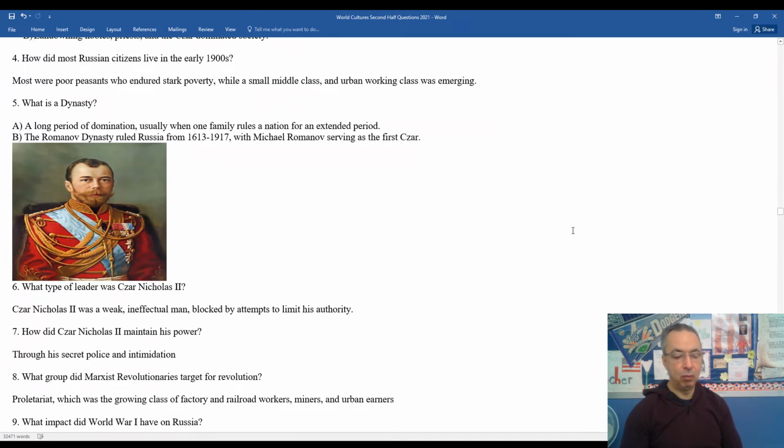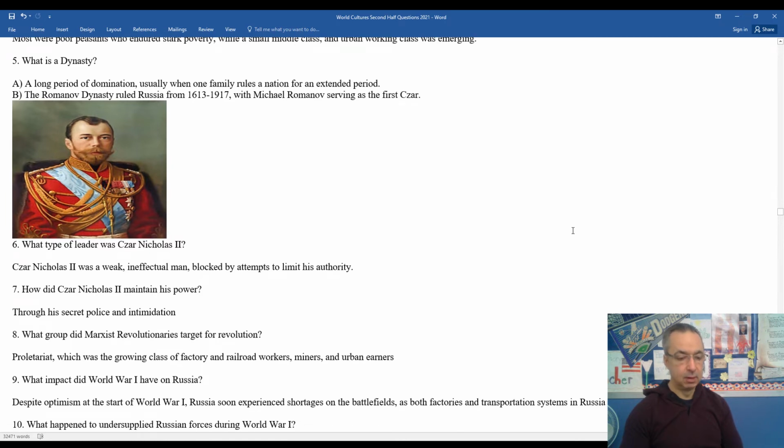Nine. What impact did World War I or the Great War have on Russia? Despite optimism at the very start of the war, Russia soon experienced shortages both on the battlefields as well as on the home front. Factories and transportation systems in Russia failed. Eventually, Russia had to send in a whole bunch of teenagers, not much older than many of you, 15, 16 years of age, to fight in the war.